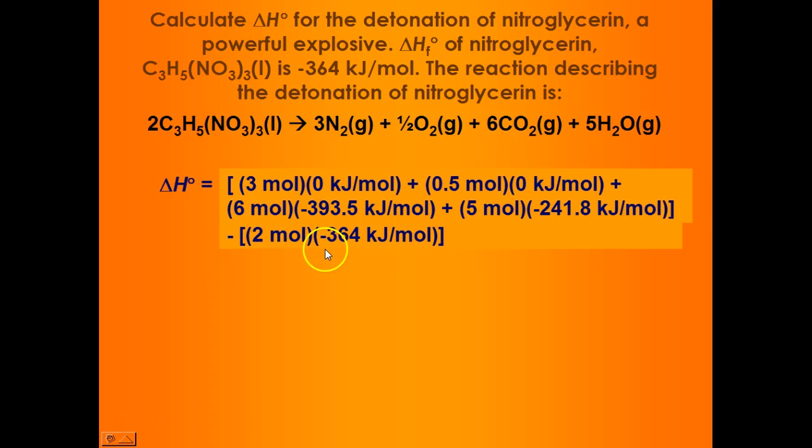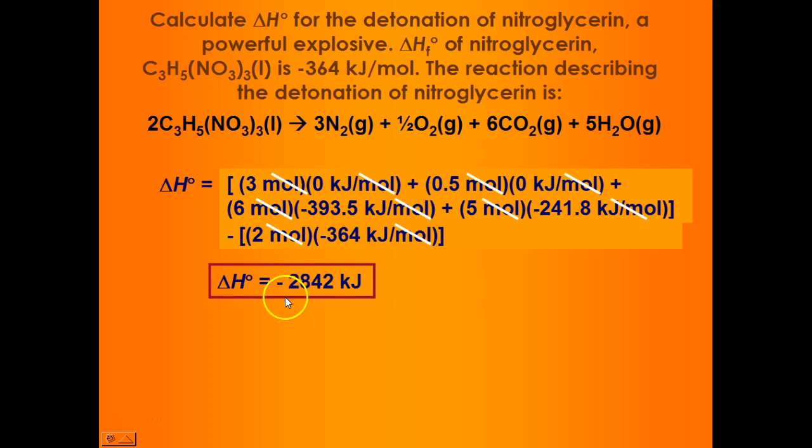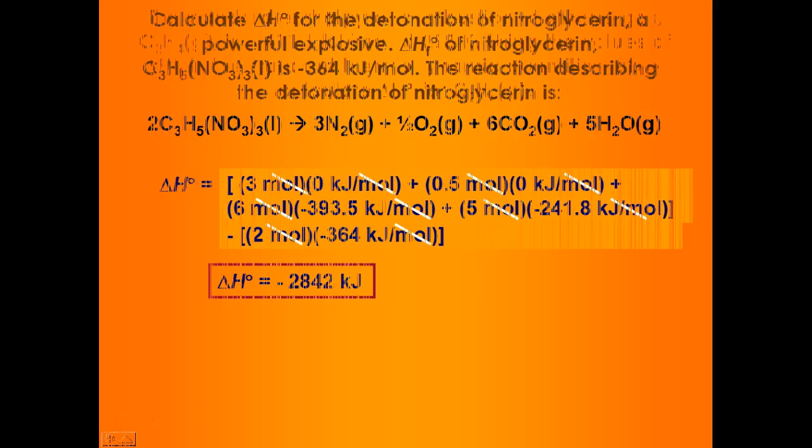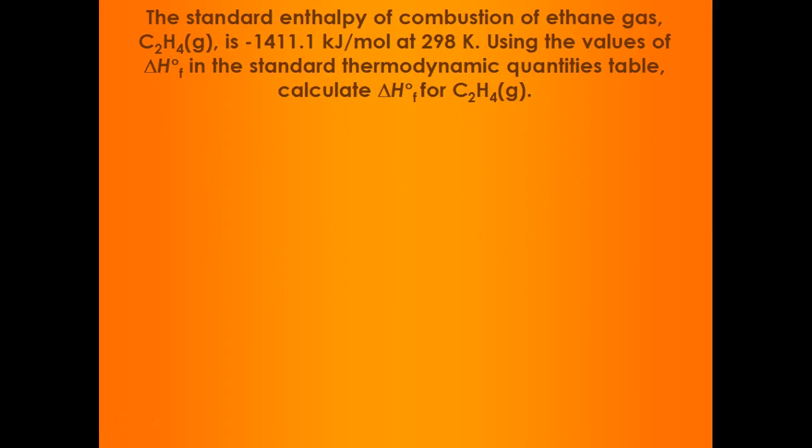The 2 negatives make that term positive. And so when I do my math through, 0, 0, 6 times the negative 393.5, 5 times the negative 241.8, and then the 2 negatives would be adding 2 times 364. The moles go away, and I got a delta H value for this particular reaction of negative 2,842 kilojoules.